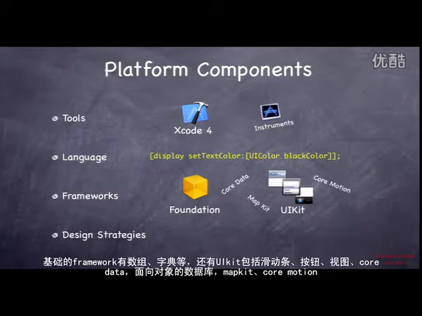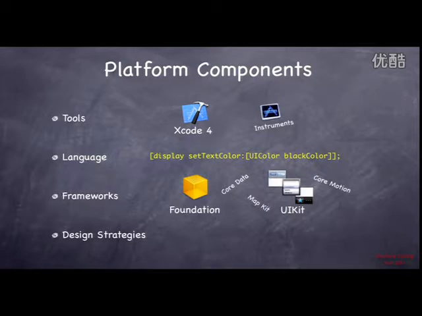So there's the Foundation framework, which is where array and dictionary and all that is. There's the UI Kit, which is where sliders and buttons and views are. Core Data, object-oriented database access. Map Kit, a bunch of objects for doing Google Maps. Core Motion, a bunch of objects for measuring the motion of the device, gyro and accelerometer and all that stuff. So we're going to learn a lot of different frameworks.